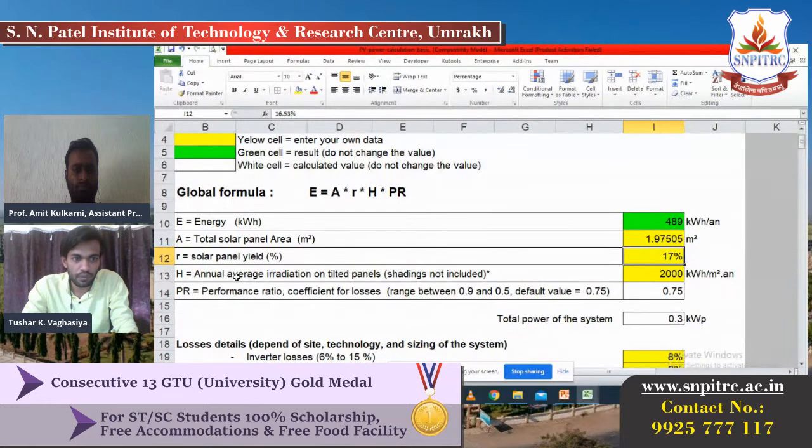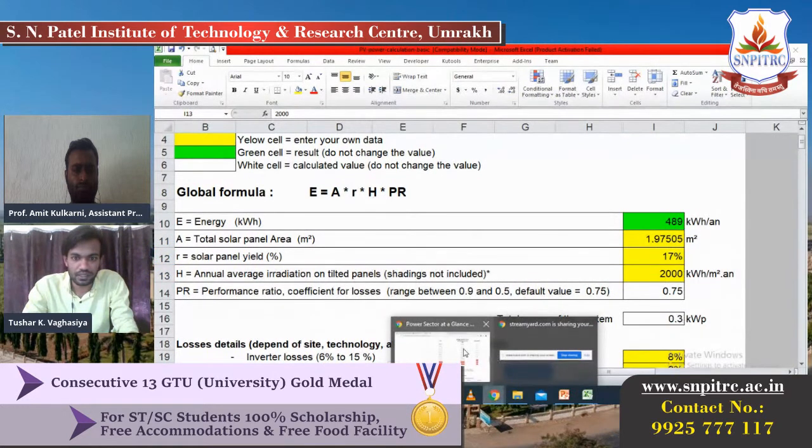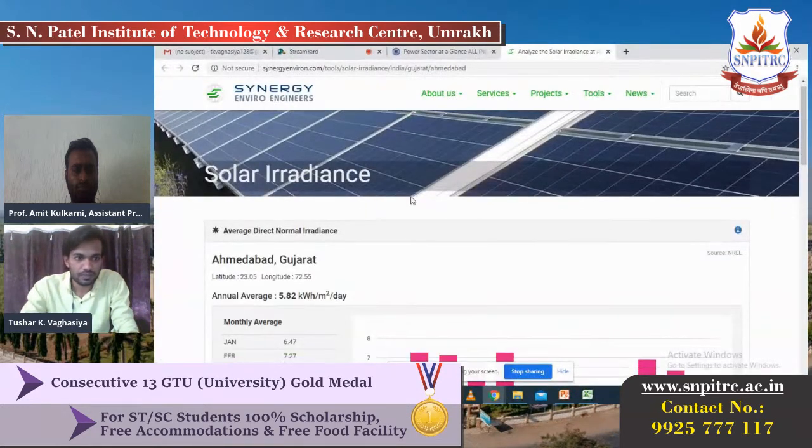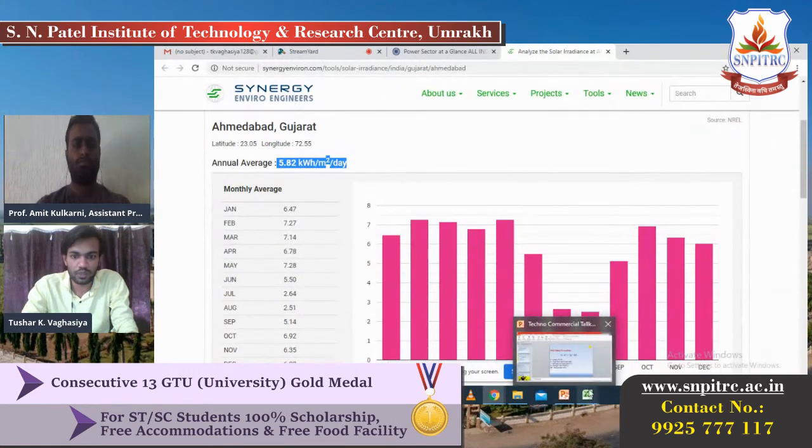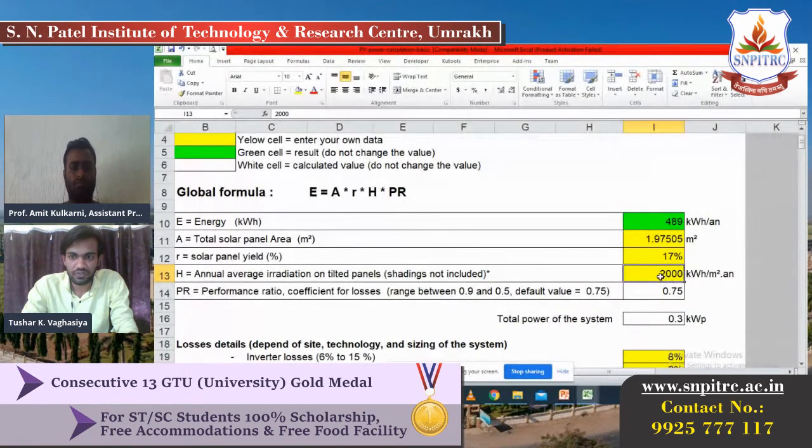And the annual average irradiation on the tilted panel, right? You can check the data here. In India, for example Ahmedabad, Gujarat, it is 5.80 kilowatt hour per meter square per day. It's the annual average solar radiation available in Gujarat. So we can multiply by 365, and we get approximately more than 2000 kilowatt hour per meter square per year, right?